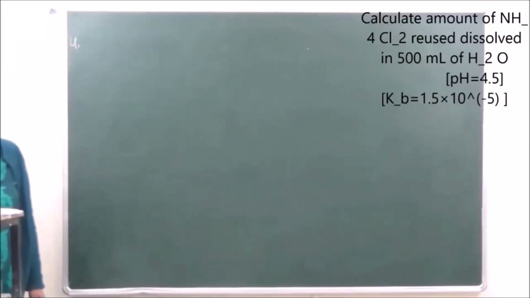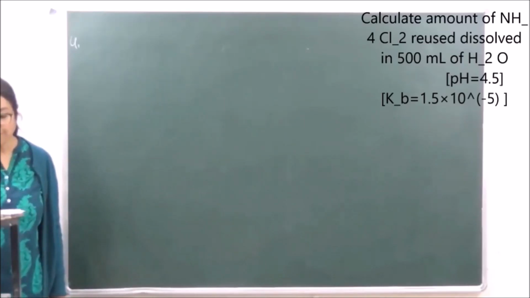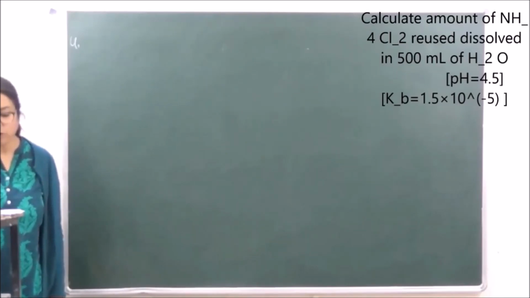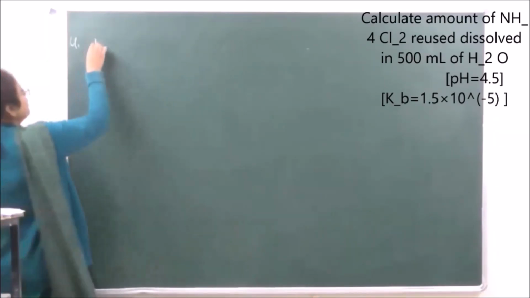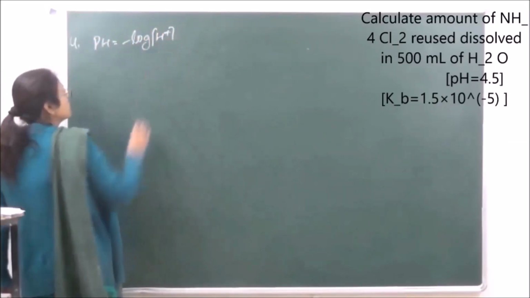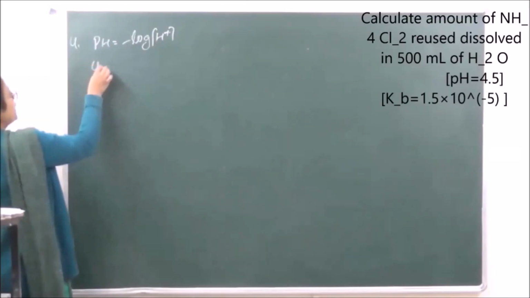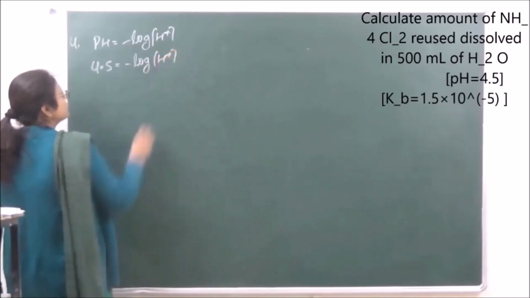The question is, calculate the amount of ammonium chloride required to dissolve in 500 ml water to have a pH of 4.5. Kb for NH4OH is 1.8 into 10 raised to power minus 5. So first of all, we will have to calculate the concentration of H positive over here. We know that pH is equal to minus log of concentration of H positive. pH is given to us as 4.5. So 4.5 is equal to minus log of concentration of H positive.